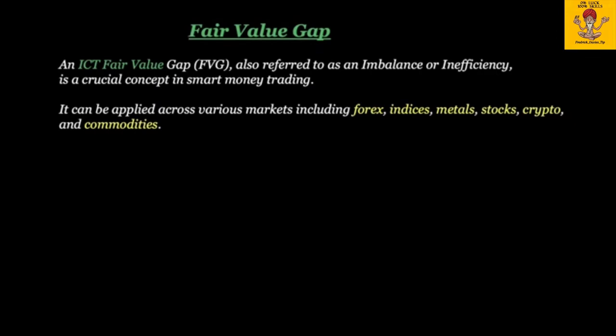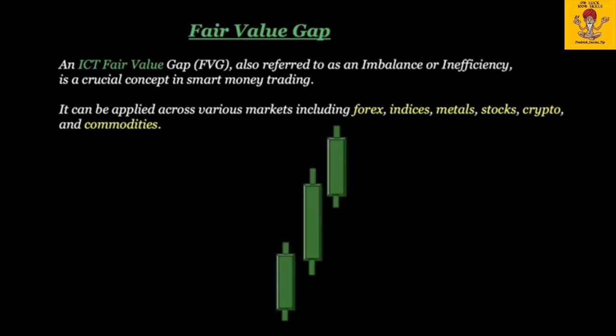An ICT fair value gap, also referred to as an imbalance or inefficiency, is a crucial concept in smart money trading. It can be applied across various markets including forex, stocks, crypto, and commodities. The ICT fair value gap is identified in a 3-candle formation.